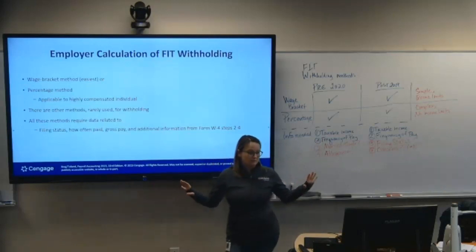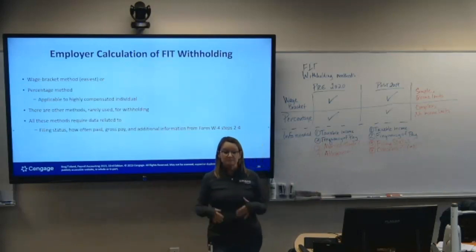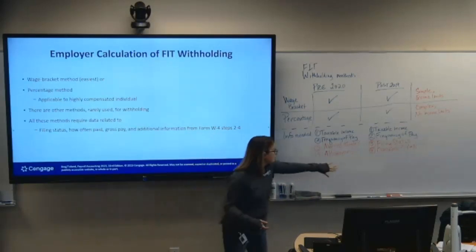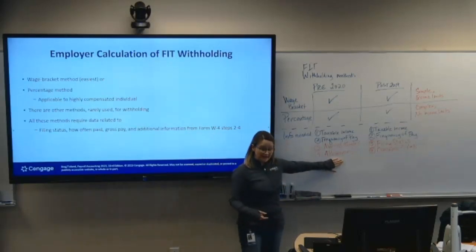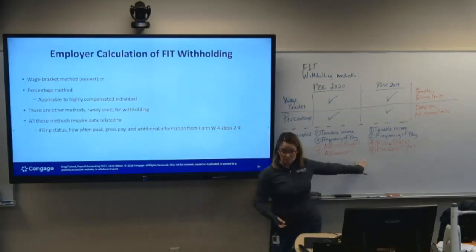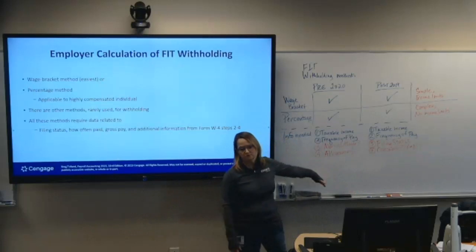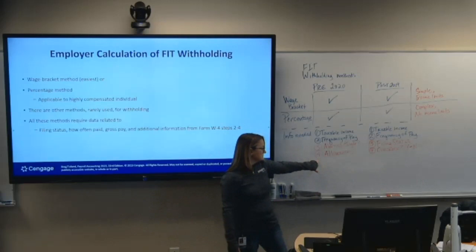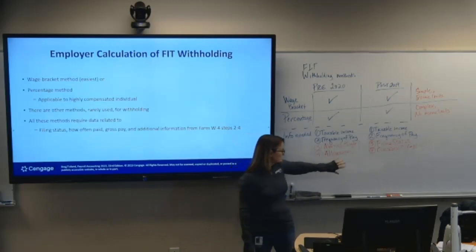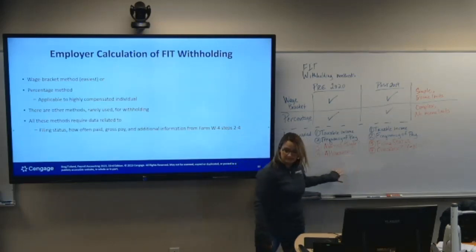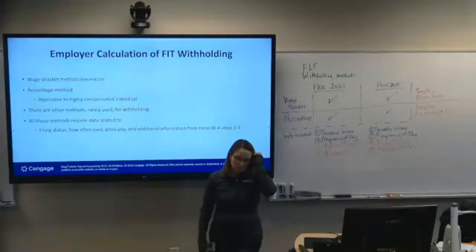Well, they did away with that. There are no longer any exemptions. And because those exemptions corresponded with the number of allowances that people would claim on their W-4, they did away with that as well. But we're still using this form, so we have to be able to calculate using those allowances as well.